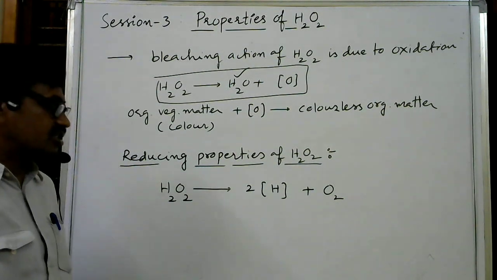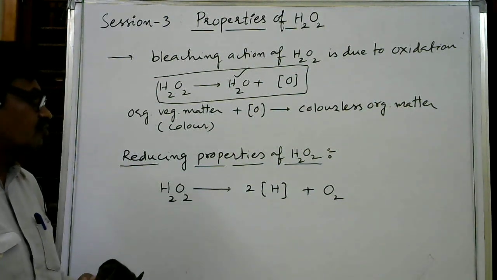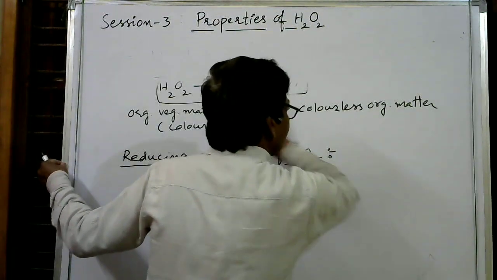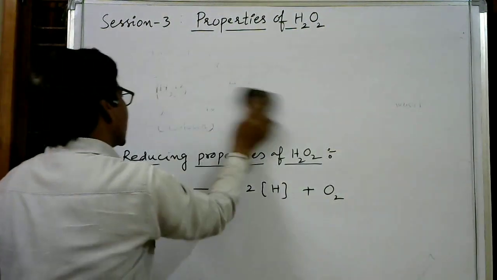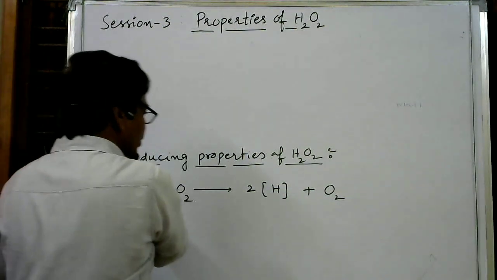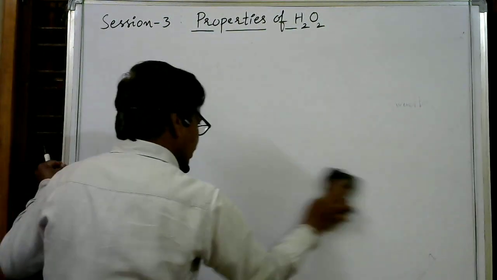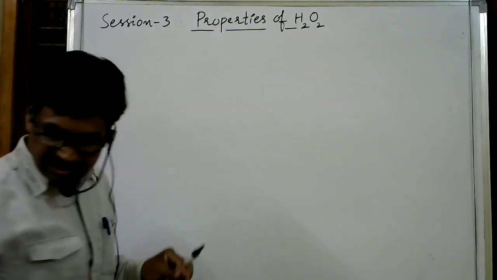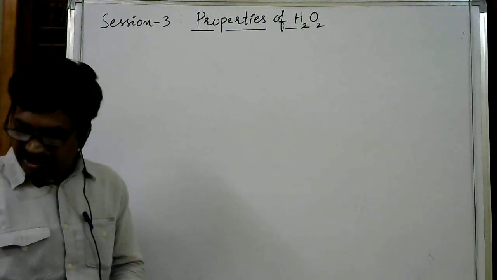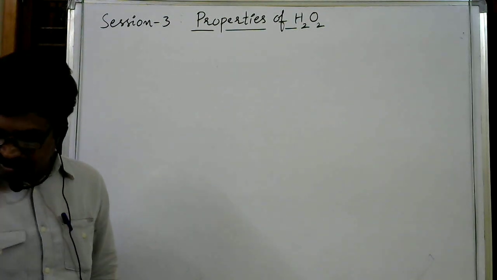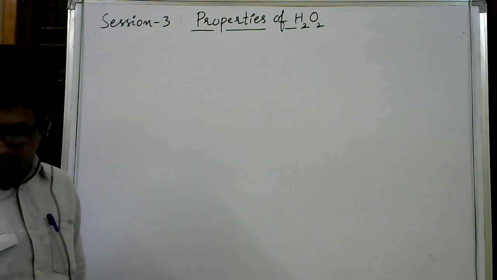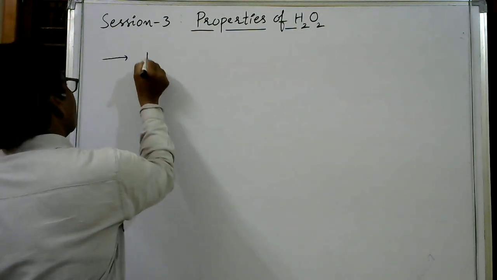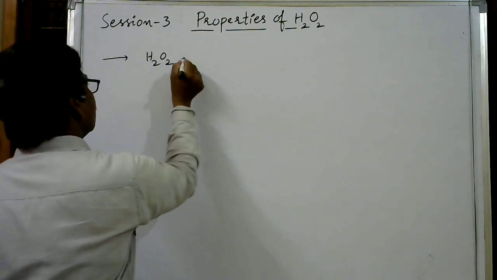So similar to oxidizing properties, here also we have some reducing properties. For that also we have to remember the statements given in the references. We have to remember the statements and practice the reactions; we have to write the reactions. So the first one is: hydrogen peroxide reduces acidified potassium permanganate to manganese salt. First reducing property: H2O2 reduces.